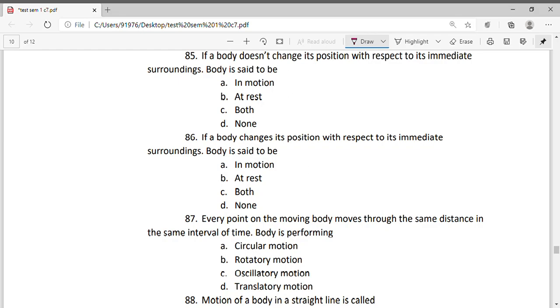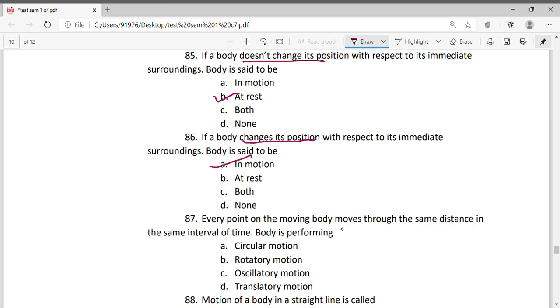Alright, in this video, we'll quickly go through this question. If a body does not change its position with respect to its immediate surrounding, the body is said to be at rest. So, it does not change its position. If a body changes its position with respect to its immediate surrounding, the body is said to be in motion.